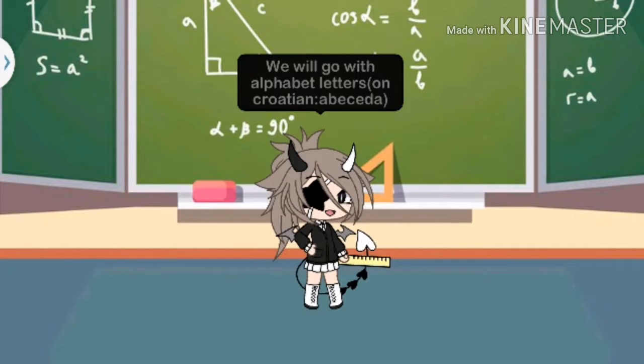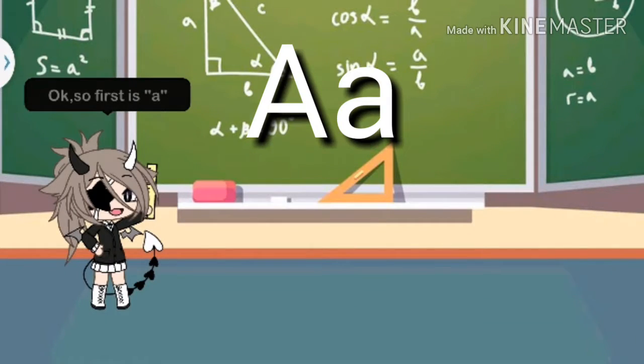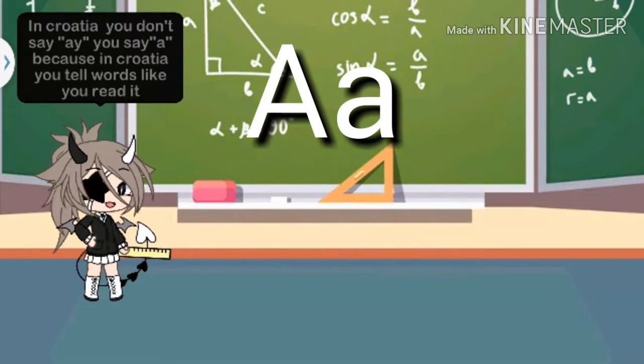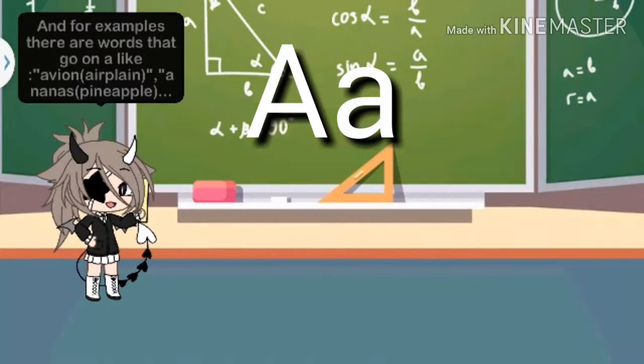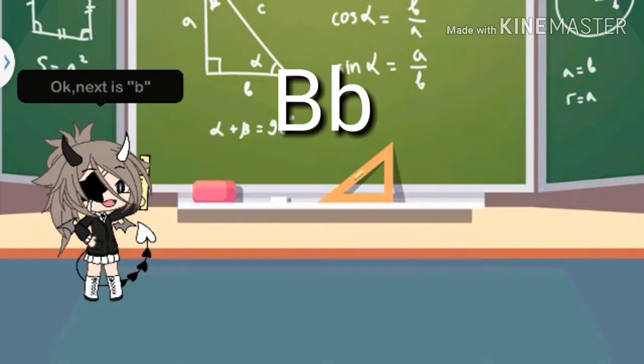We will go with alphabet letters, and in Croatian it's abeceda. Okay, so first is A. In Croatia, you don't say A, you say A, because in Croatia you tell words like you read it. And for example, there are words that start with A like avion, that means airplane, and ananas, that means pineapple.